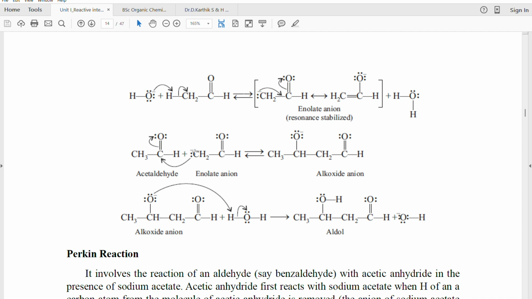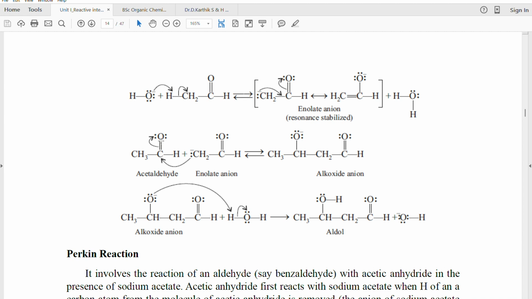Now this carbanion acts as a nucleophile. Nucleophile means it needs an electron deficient center. That means it needs a positive charge. Where there is a positive charge or electron deficient center, that place this carbanion will go and attack, right? Because this C minus means it's an electron rich center, now it needs an electron deficient center. So in the second molecule of aldehyde, the electron deficient center is this carbonyl carbon.